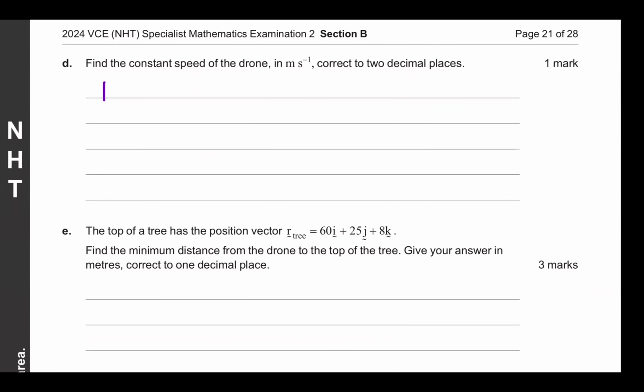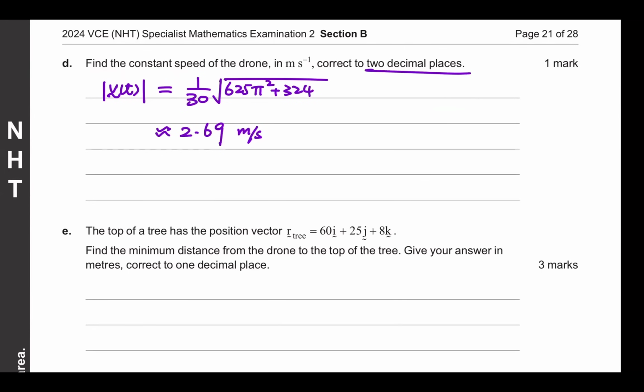For constant speed, you just write velocity at t equals. You may want to write down the answer directly, but my habit is to get an exact answer first, then show the required number of decimal places. In this case, it's roughly 2.69 meters per second, correct to 2 decimal places. Okay.